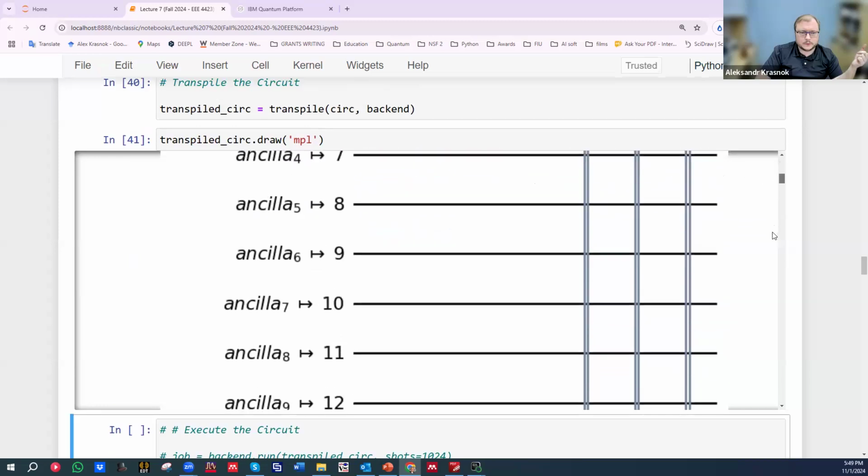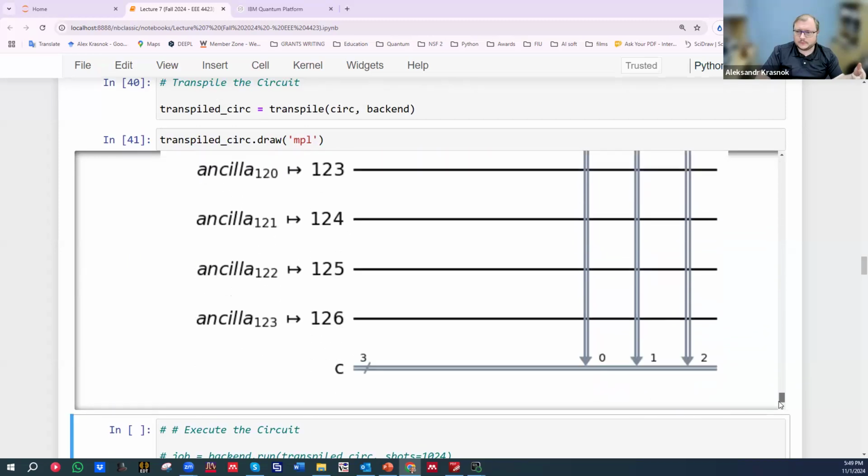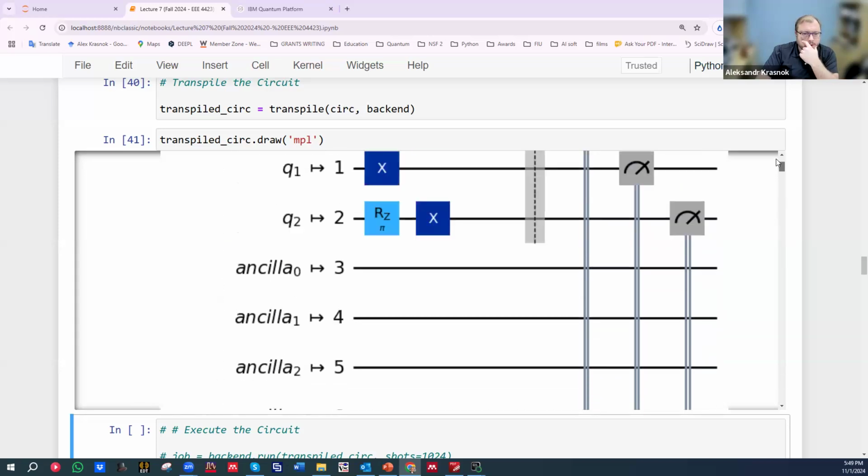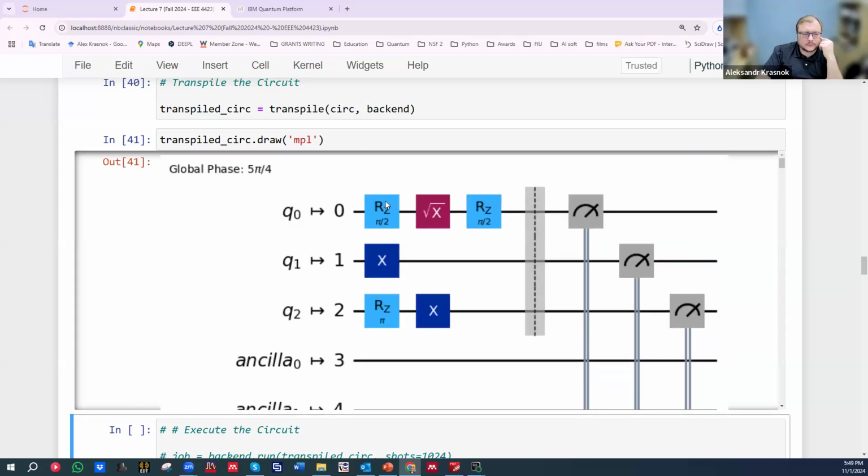So this is exactly the same circuit, but encoded into the computer with 127 qubits, and also different gates. Instead of Hadamard, it is represented by this product of gates, for example, and so on. So it is exactly the same circuit, but prepared to be executed on a particular quantum computer. Okay.